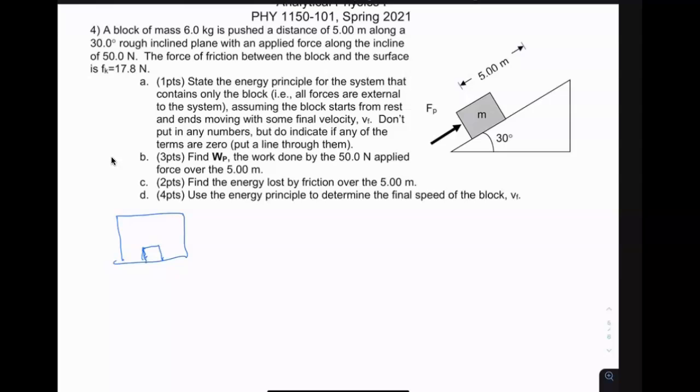So, the energy principle, that is the work done by external forces, is equal to the work done by F sub p plus the work done by the gravitational force plus the work done by friction. And that's going to change the kinetic energy of our system.